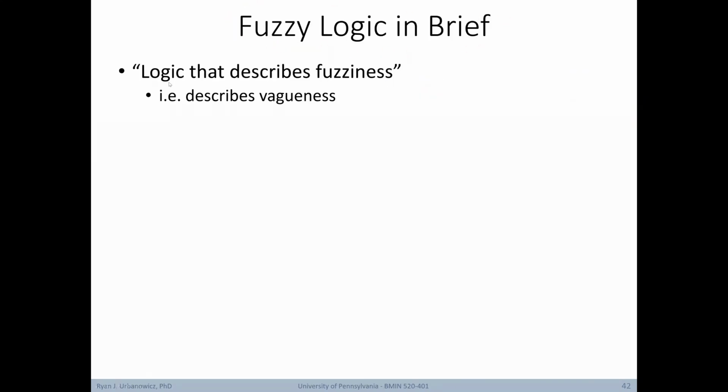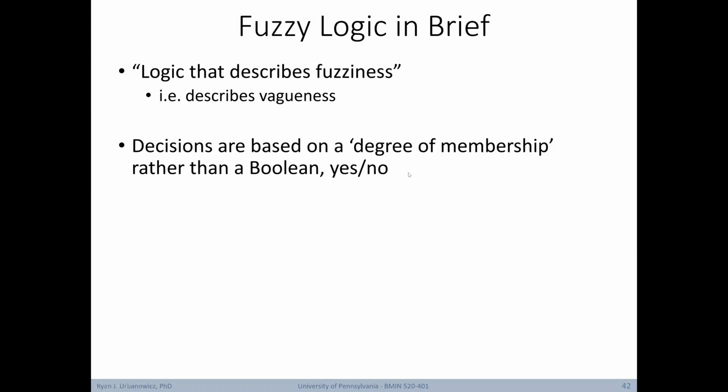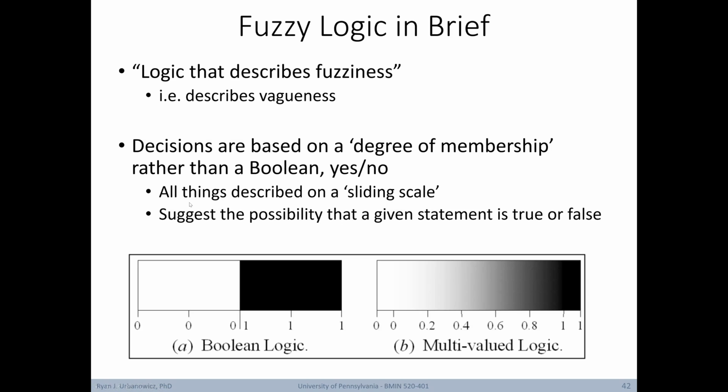Fuzzy logic refers to logic that describes fuzziness, or in other words, that describes vagueness. Here, decisions are based on a degree of membership rather than a Boolean yes, no, or absolute true, false. So in other words, these are systems that do deal with uncertainty. Here, all things are described on a sliding scale of inclusion that suggests the possibility that a given statement is true or false. So again, here instead of Boolean yes or no, we have a quantitative gray area of scale, indicating degree of membership in one group or another.